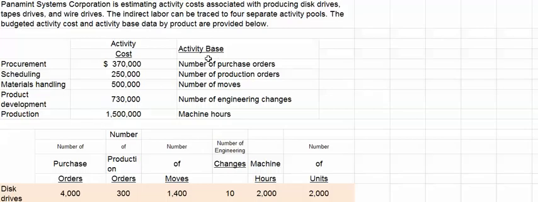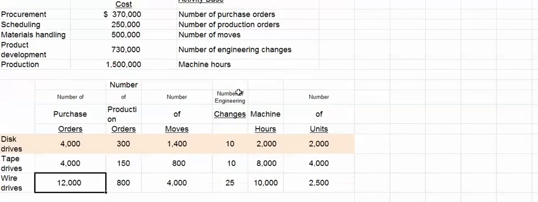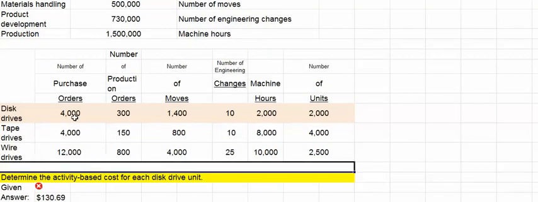And over here it says what the activity base is for each. So procurement, purchase orders, scheduling, production orders, and so on. So we now know the activity base, and we can make our calculation to figure out the rate per. So purchase orders, we can see that we have purchase orders here of 4,000 for disk drives, 4,000 for tape drives, and 12,000 for wire drives.